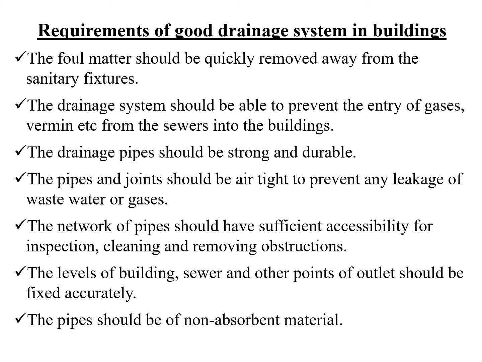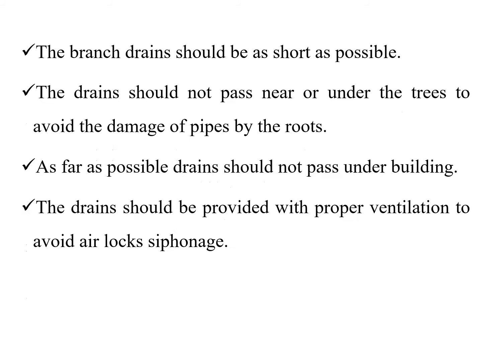The requirements of a good drainage system in the buildings: The foul matter should be quickly removed away from the sanitary fixtures. Drain system should be able to prevent the entry of gases and vermin from the sewage into the buildings. Drainage pipes should be strong and durable. The pipes and joints should be airtight to prevent any leakage of wastewater or gases. Network of pipes should be sufficient, accessible for inspection, cleaning and removal of obstacles. Level of building, sewer and other points of outlet should be fixed accurately. Pipes should be of non-absorbent materials.